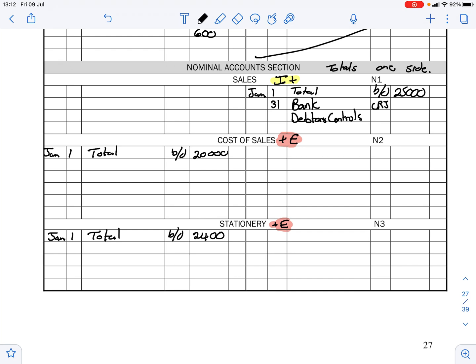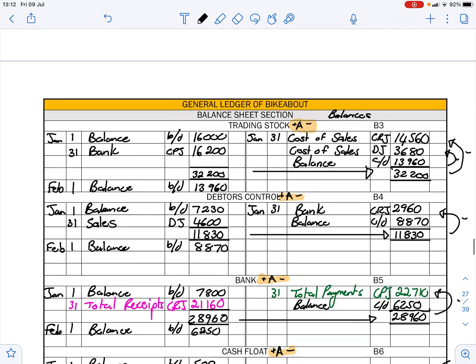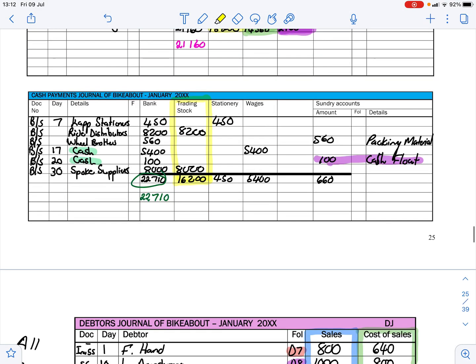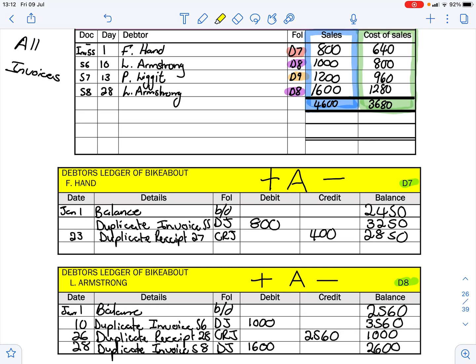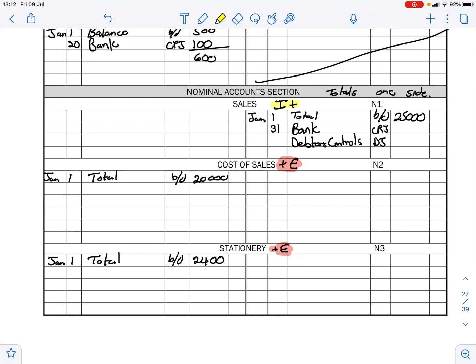So that keeps track of how much money people owe us, and that's from the DJ. Now what we want to do is go to the sales columns of both of those in order to find out what amounts to put in. So if we look at the cash receipts journal in yellow, we have the total of the sales column at 18,200 Rand, and in our DJ we have our 4,600 Rand. So we head back down to our sales account, and next to our cash sales, we put in our 18,200 Rand worth of cash sales and our 4,600 Rand worth of credit sales.